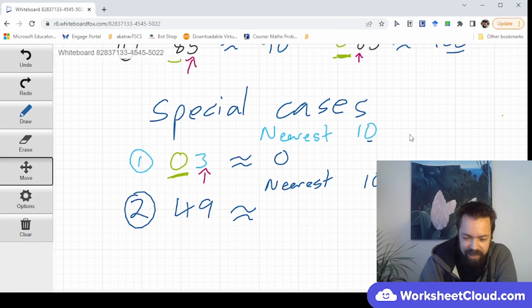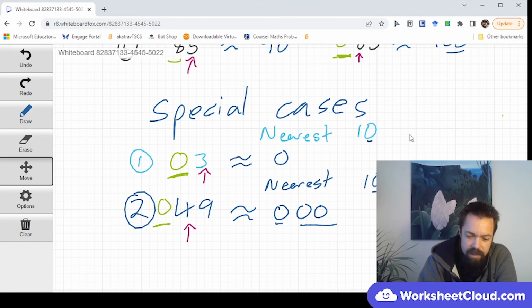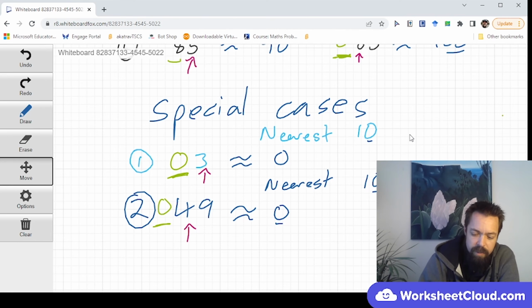All right, let's have a look at the next one. We are rounding this one to the nearest 100. Again, we have no hundreds here, so there's 0 hundreds. I look to the digit on the right of that. 4 is going to go down. I'm not going to add anything at the front, which means I'm ending up with 0 hundreds and then the 2 zeros from there afterwards, which is just the same as saying I have 0, because the nearest 100 to 49 is 0.